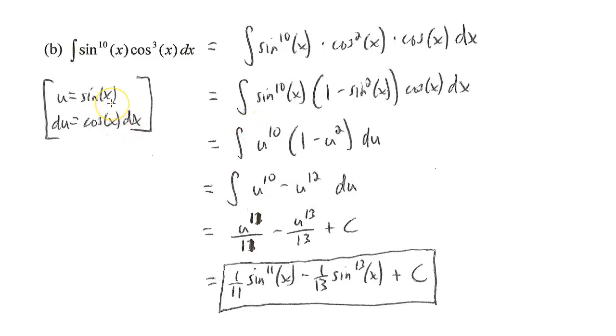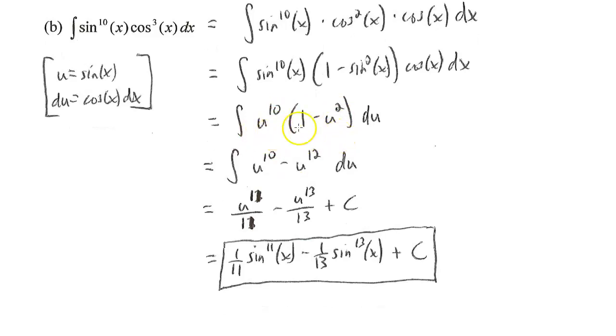Now we can do our u substitution, let u be sine. So what we have here is u to the 10th times 1 minus u squared, and then this out here is the du. Now this is much easier to integrate. How do we integrate u to the 10th times 1 minus u squared? Well, distribute the u to the 10th. Just write this as u to the 10th minus u to the 12th. And then that's easy to integrate, right? It's just u to the 11th over 11 minus u to the 13th over 13. Finally, plug in what the u is. We get 1/11th sine to the 11th of x minus 1/13th sine to the 13th of x plus c.